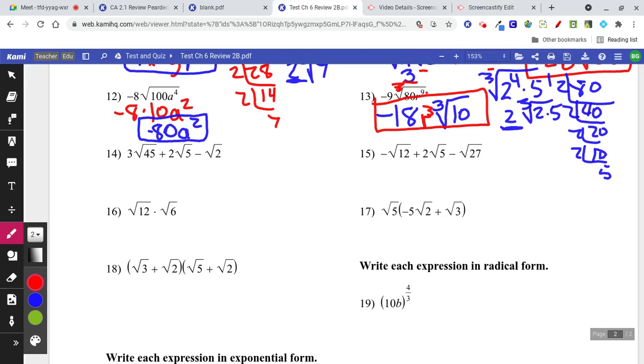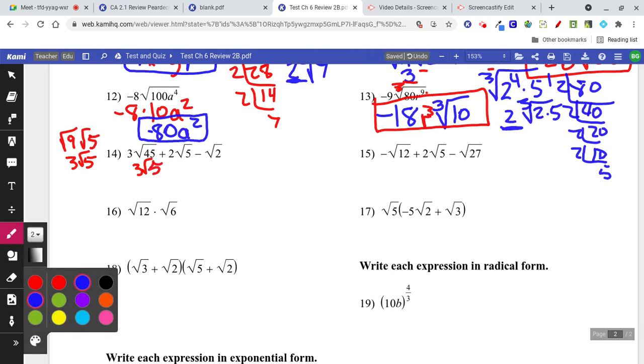Okay, 14, we want to add some like terms, and we don't have any like terms, but we're going to be able to break down that 45. So 45 is square root of 9 times square root of 5, or 3 times the square root of 5. So if that's 3 times the square root of 5, times this 3, you have 9 square root of 5 right there, plus 2 square root of 5 minus square root of 2. You can combine the like terms.